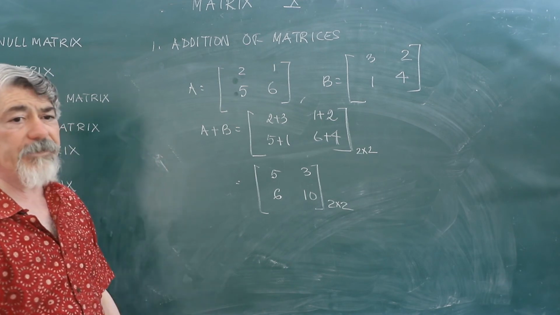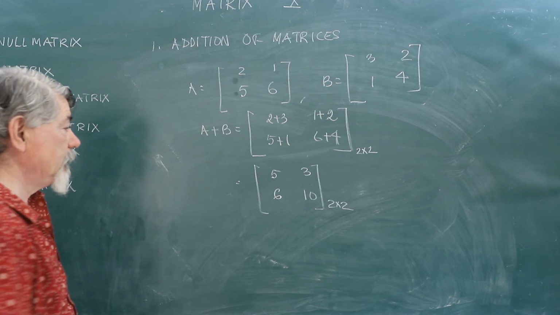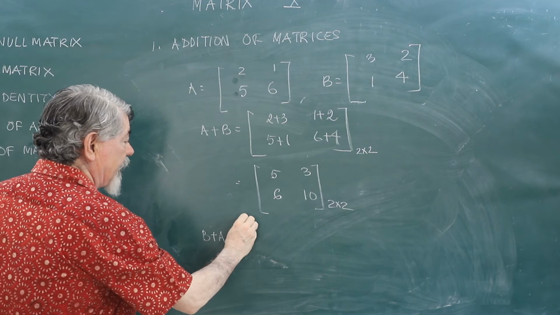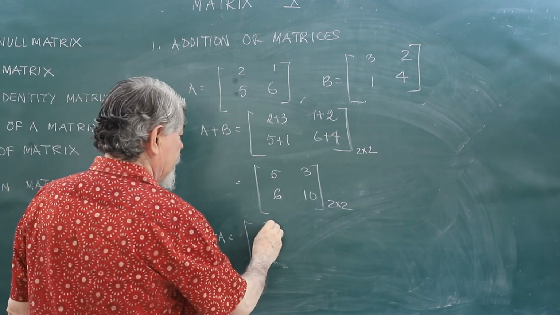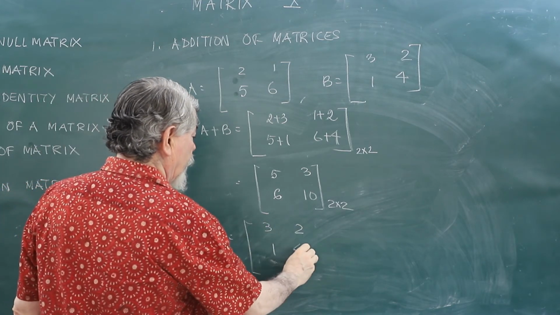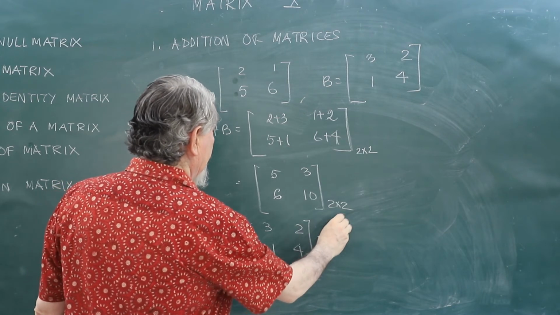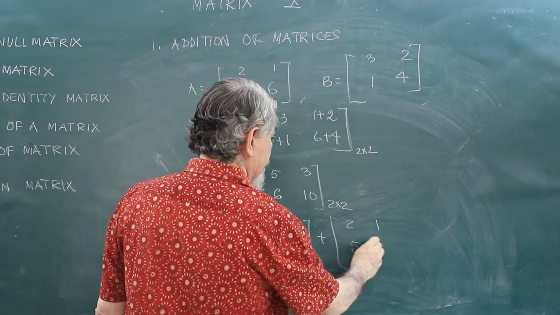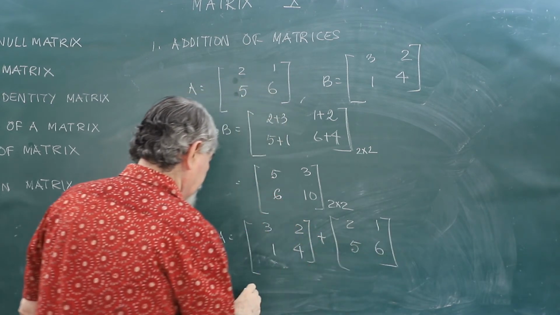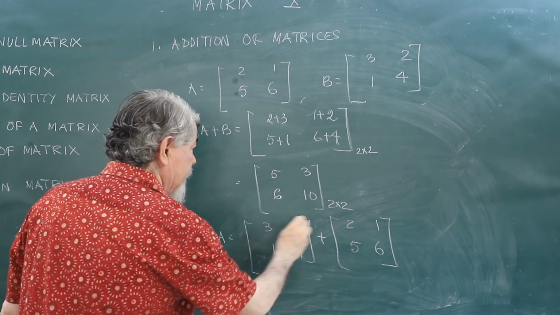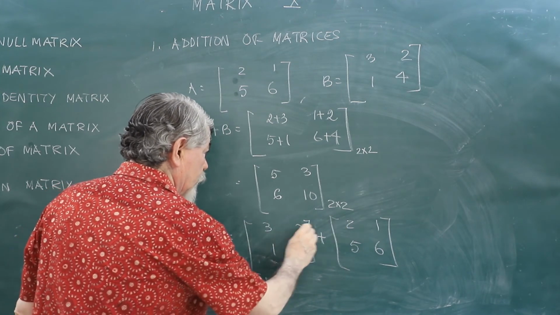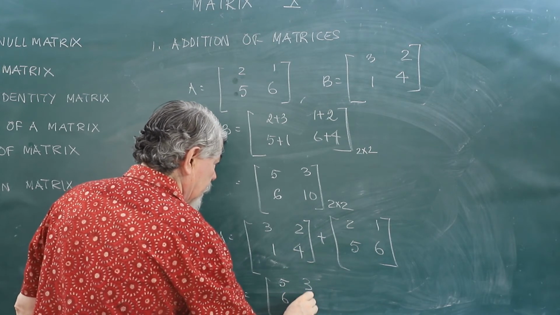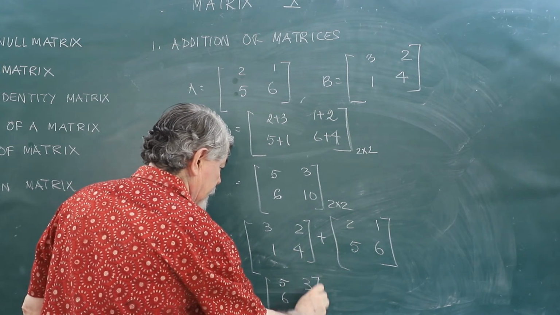Now let me calculate B plus A. Suppose I have to add B plus A. Then I'll write B first, which is 3, 2, 1, 4, and A is 2, 1, 5, 6. And let us see what is B plus A. It will be 3 plus 2, 5, 2 plus 1, 3, 1 plus 5, 6, and 4 plus 6, 10.